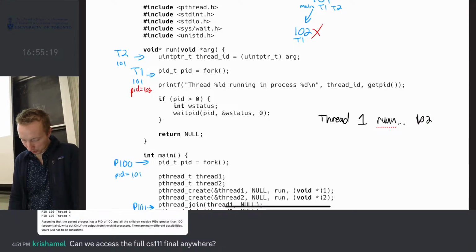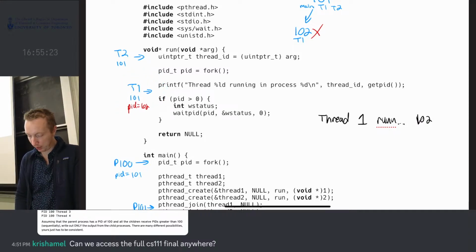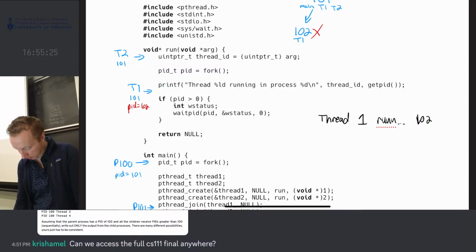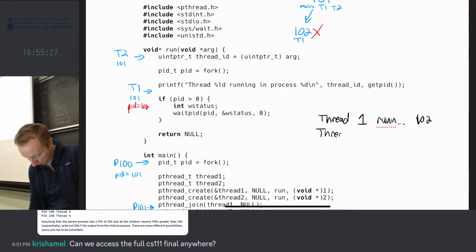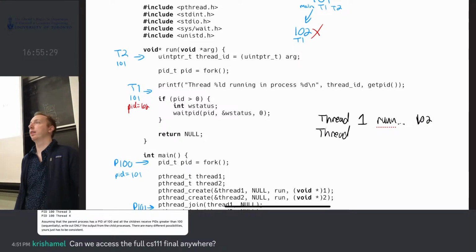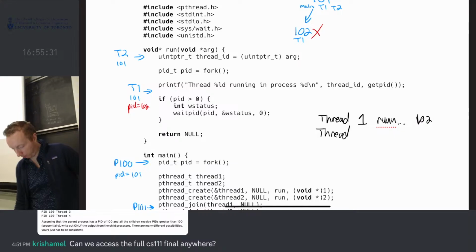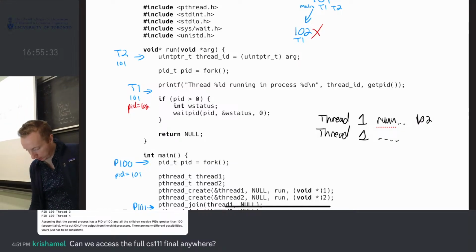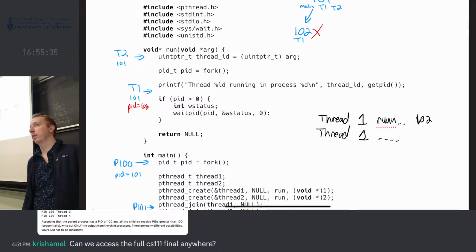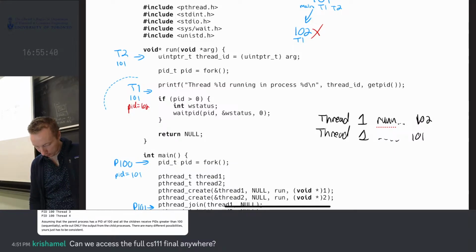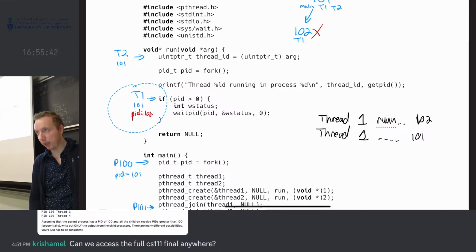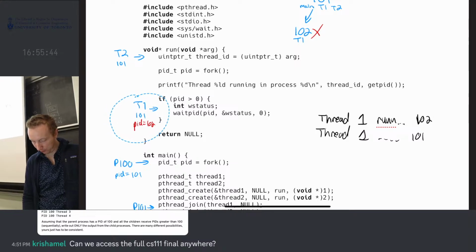So now at this point, let's say thread 1 in 101 continues executing. It would hit this print statement. What would it print? So it would print thread what? Thread 1 running in process what? 101. And then it is going to check, is PID greater than 0? Yes, it is currently 102.